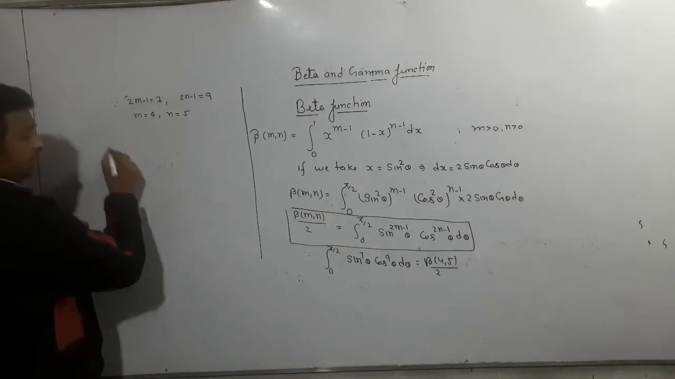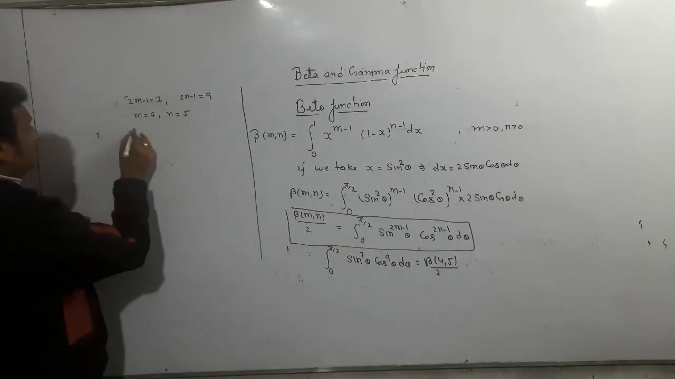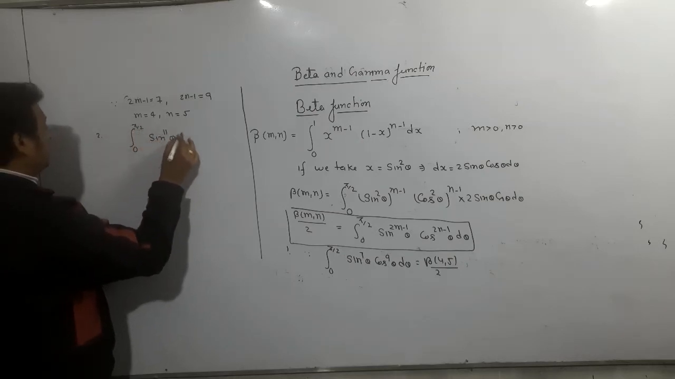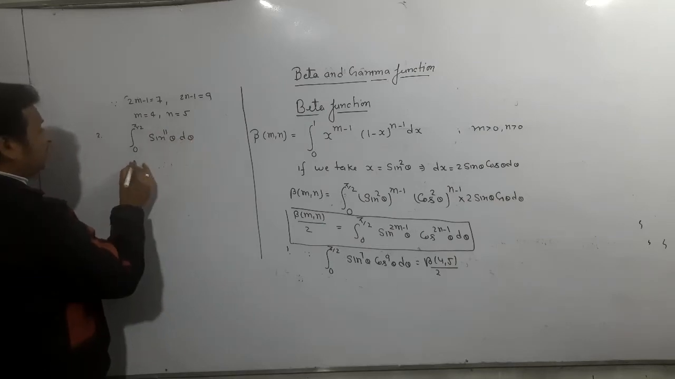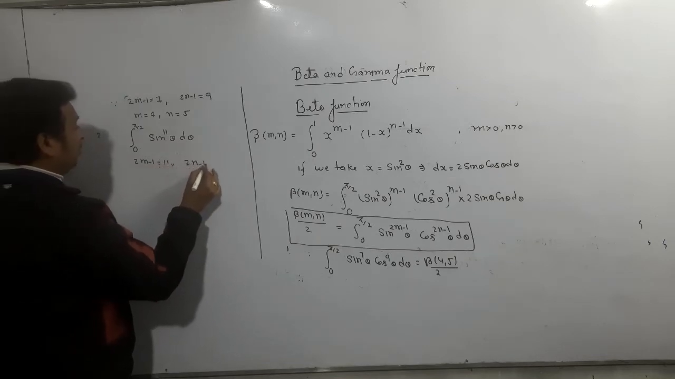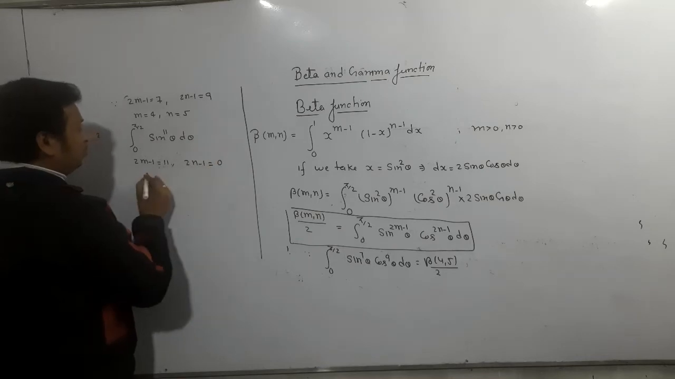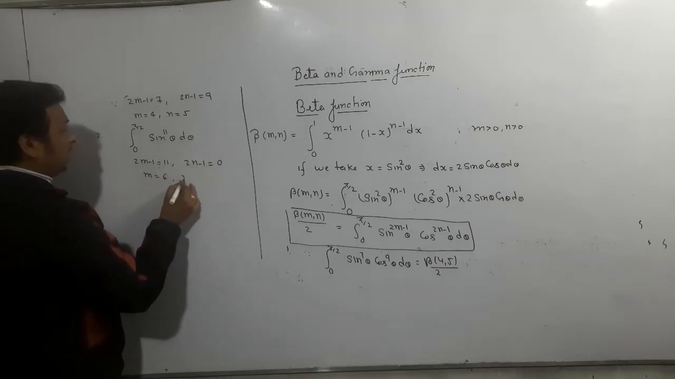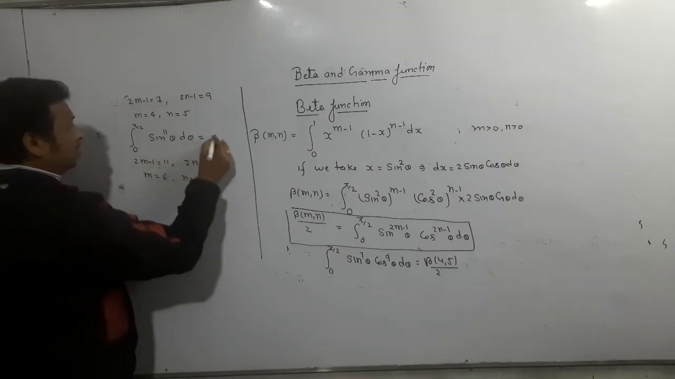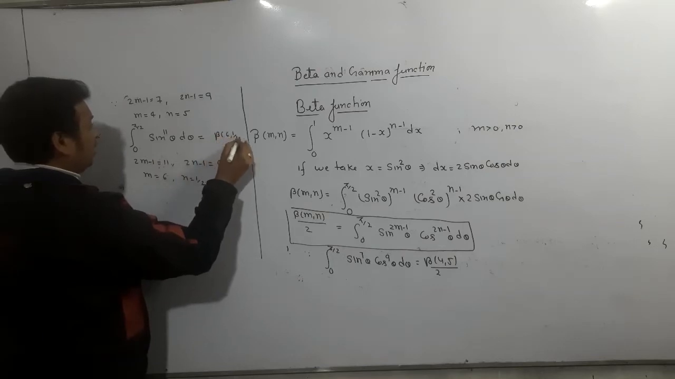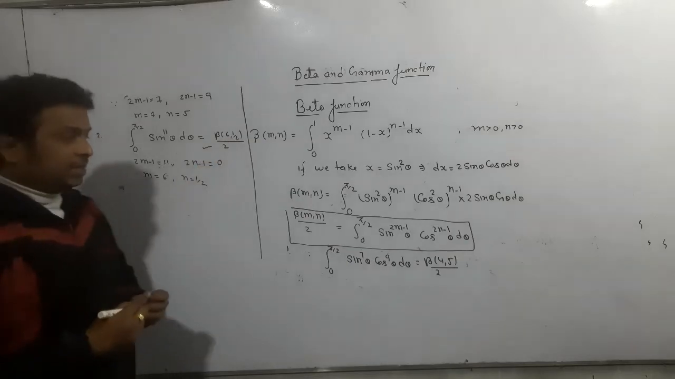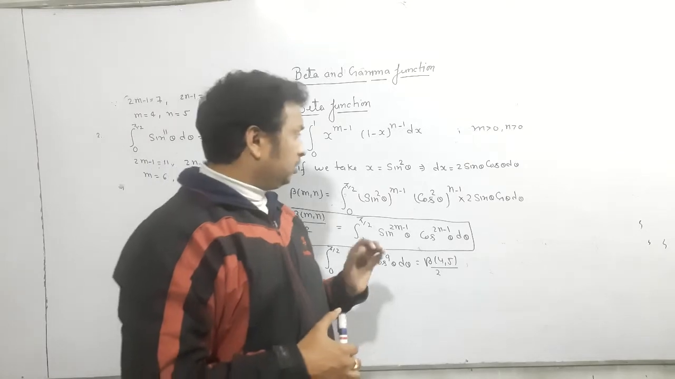Suppose a second question: the integral from 0 to pi by 2 of sine 11 theta d theta. How do we calculate this? 2m minus 1 is 11. And what is 2n minus 1 value? Because cos is absent here, the value is 0. So m value is 6 and n value is 1 by 2. So this integral is equal to beta 6 comma 1 by 2, divided by 2. If we know this value, then easily within a minute we can say the answer. So this is beta function.